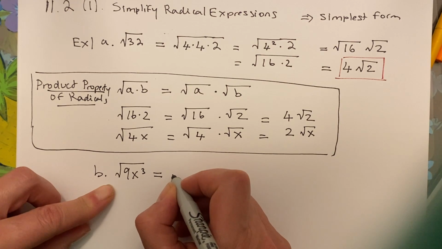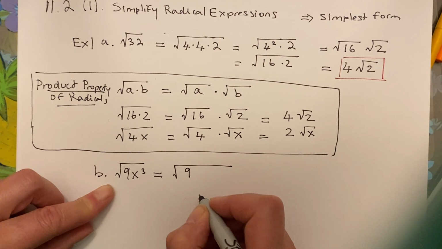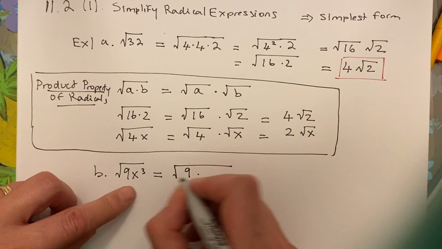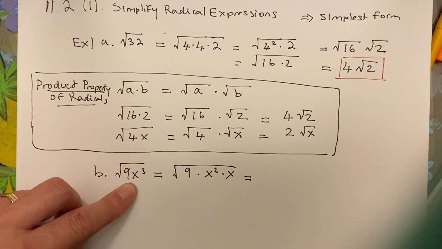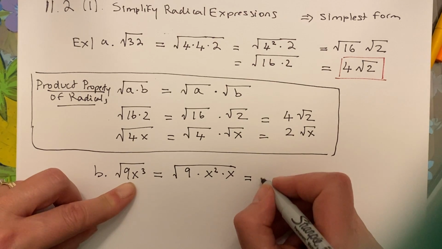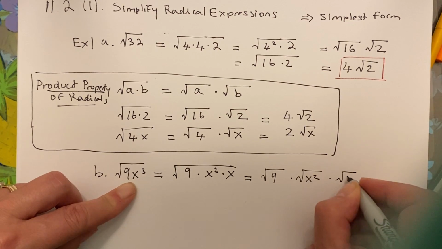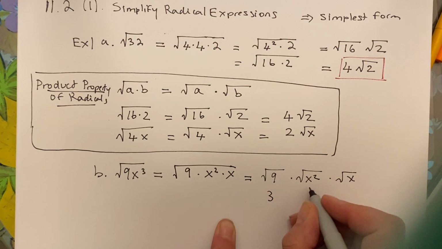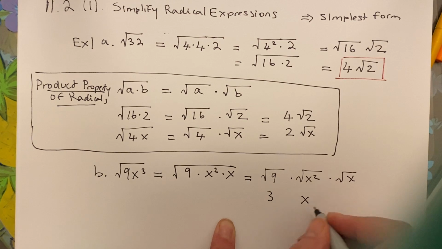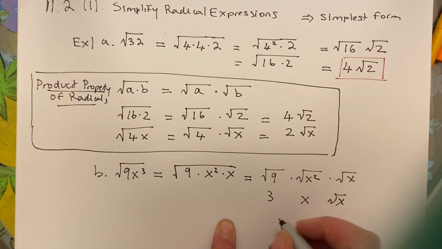Well, I can separate this into a couple different factors, right? I can separate this into the square root of 9 times, and x cubed is x squared times x, which means I can get 3 radicals out of this. The square root of 9 times the square root of x squared times the square root of x. The square root of 9 is 3. The square root of x squared is x. And the square root of x can't be simplified any further, so it stays as is. So my answer is going to be 3x square root of x.